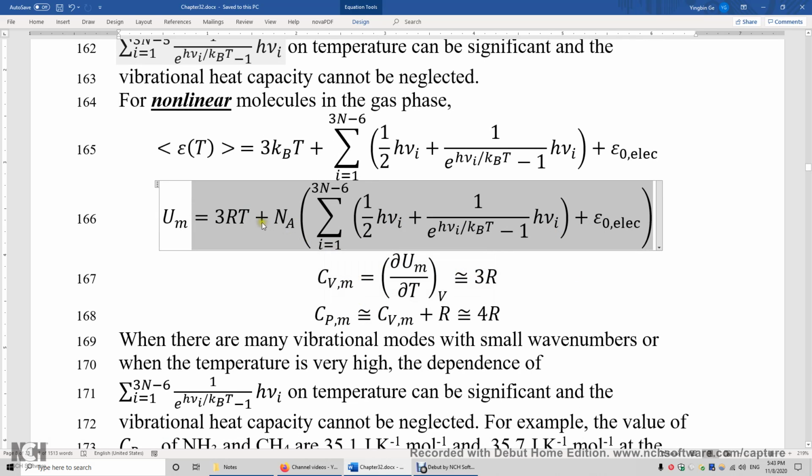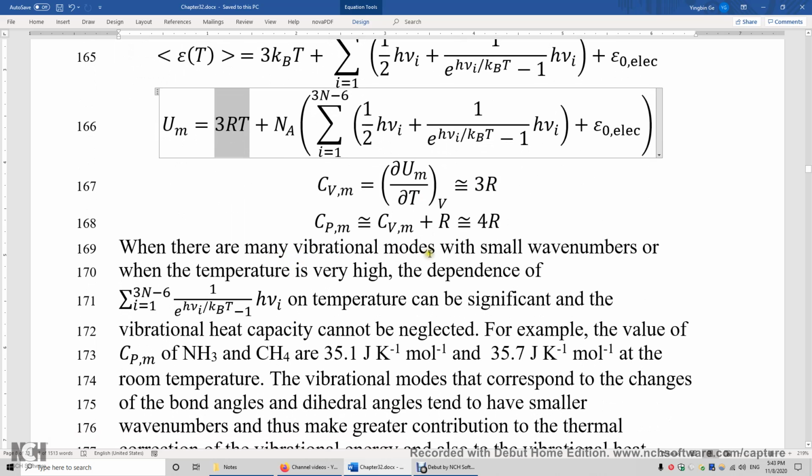CVM is roughly 3R, coming from here. CPM is CVM plus R. The result is 4R. CPM again is approximately 4R, assuming first ideal gas behavior, and second, the temperature is low enough that this h nu is much greater than KBT.